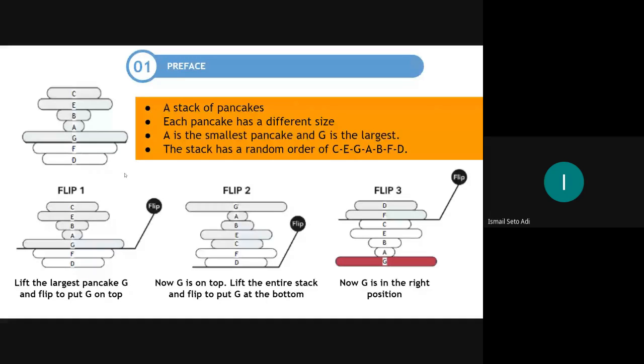So we first lift the largest pancake, G, along with all the pancakes above it, and flip them to move G to the top of the stack. And then we lift the bottommost pancake and flip the entire stack, which will automatically move G to the bottom. And then because G is already in the right position, we can leave it alone. Next, please.